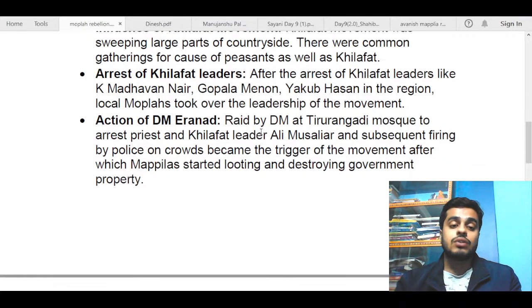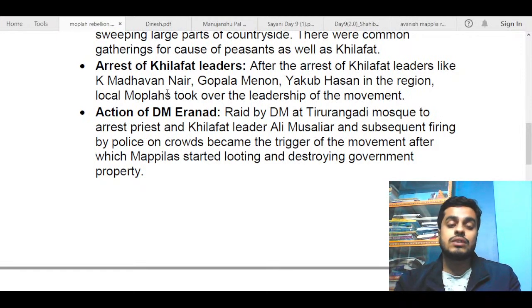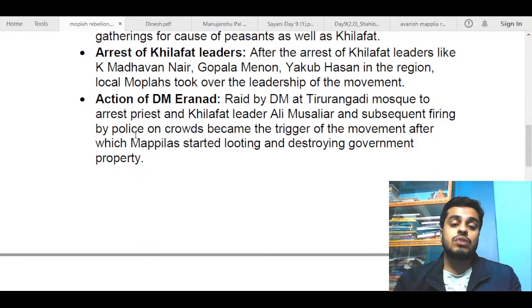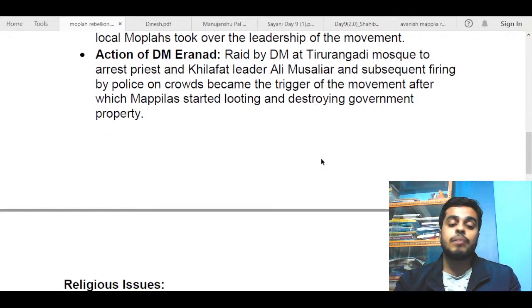Now there was an incident that also was a political incident which helped the cause of this movement, and that was the action of the district magistrate of Eranad. Eranad was a place in the Malabar region only. The raid by the DM at Tirurangadi Mosque to arrest Khilafat leader Ali Musaliar and the subsequent firing by police on crowds became the trigger of the movement, after which the Mappilas started looting and destroying government property. So this gave fuel to the fire. This was an incident, or you can say the immediate cause of the revolt. What the DM did was not acceptable to the local population, and they started looting and destroying government property.